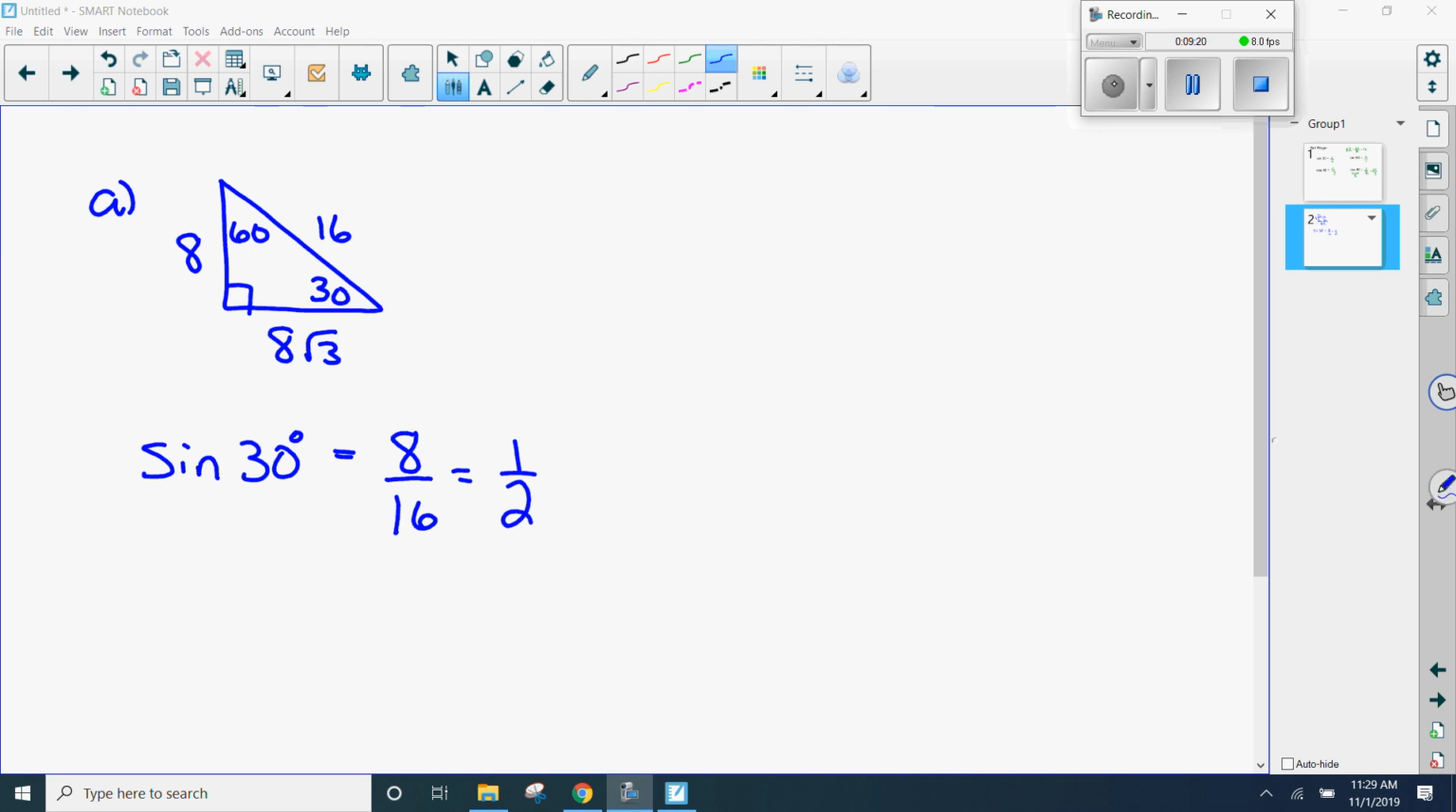The sine of 45? Radical 2 over 2. The cosine of 45? Radical 2 over 2, and the tangent of 45, 1.